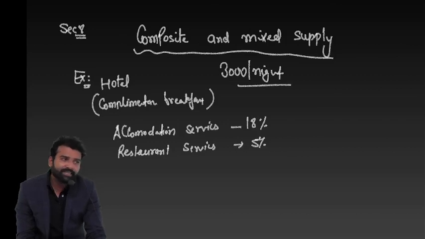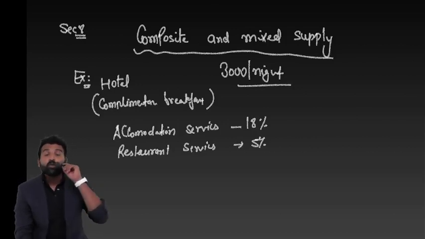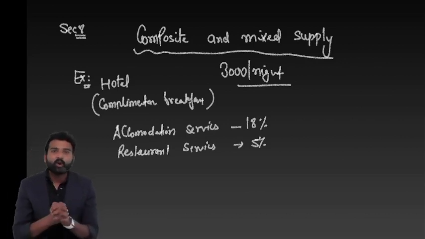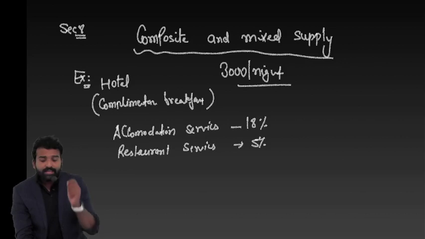Now we can start with a new section, and this section is about section 8. Section 8 talks about composite and mixed supply. And the question arises: sir, what is the requirement of this composite and mixed supply where we are discussing this section? The reason is very simple.